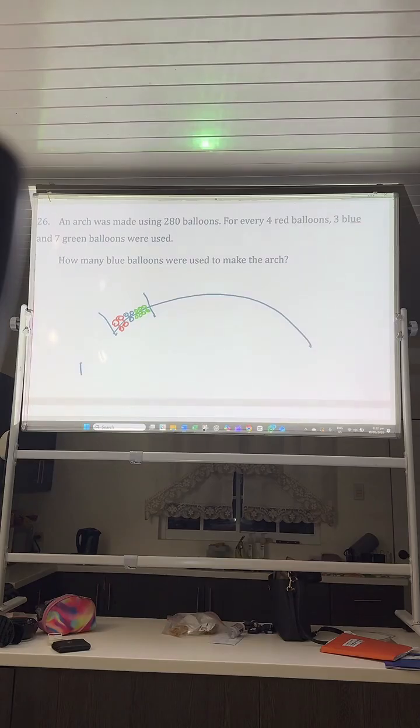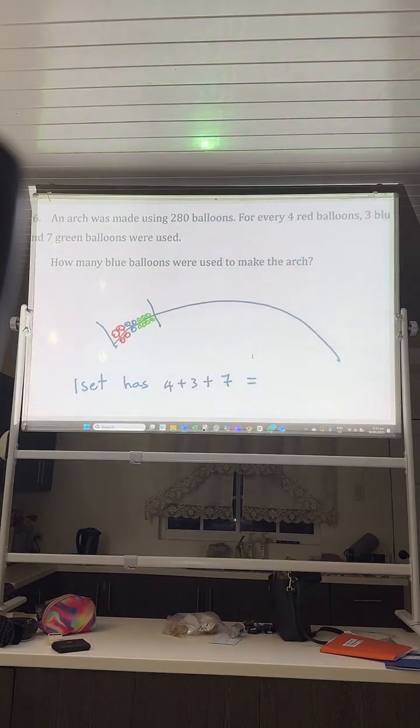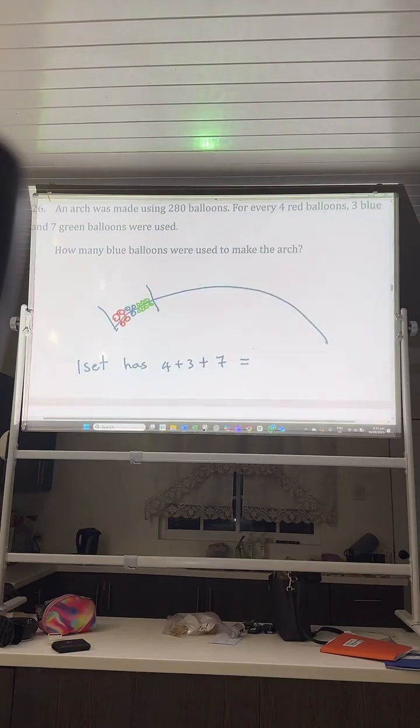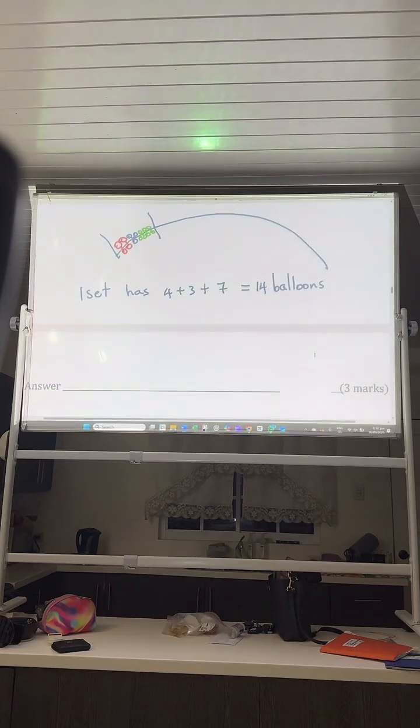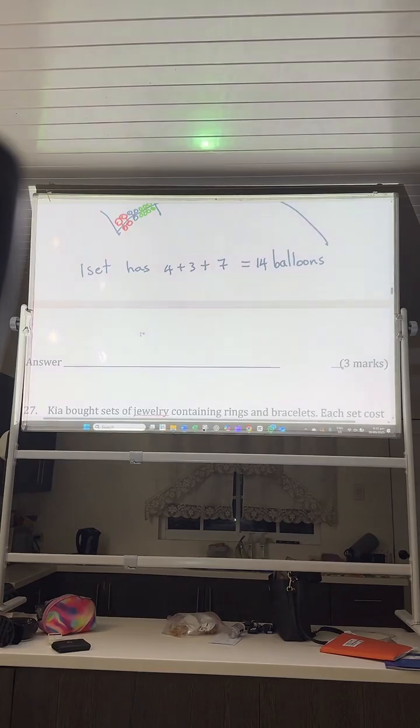How many balloons are in that one set, guys? One set has 4 plus 3 plus 7 balloons, which is equal to how much? 14. Excellent. 14 balloons. But how many balloons is the arch made of? 280. 280 balloons. So let me scroll down here.